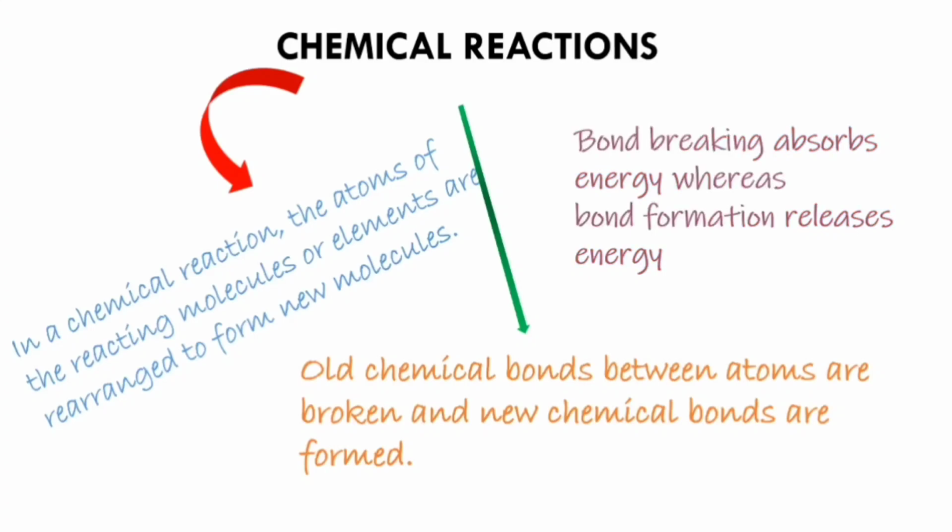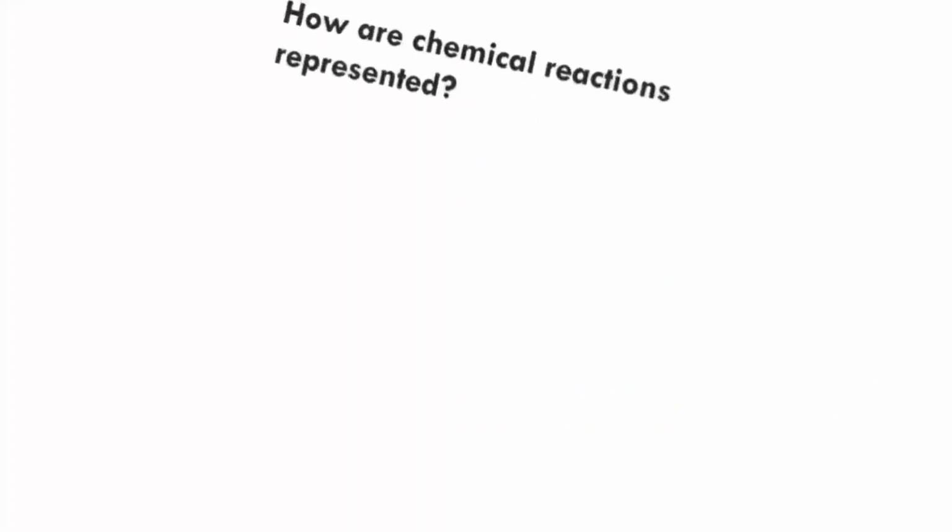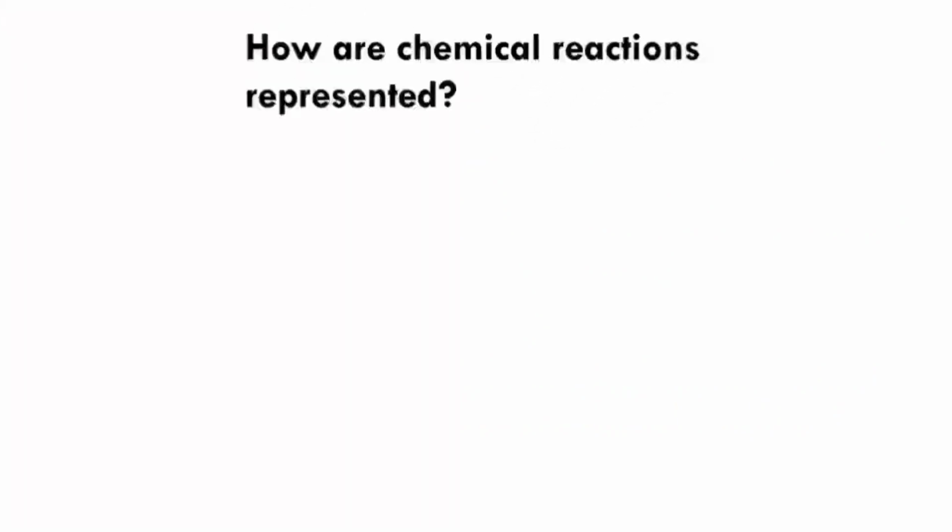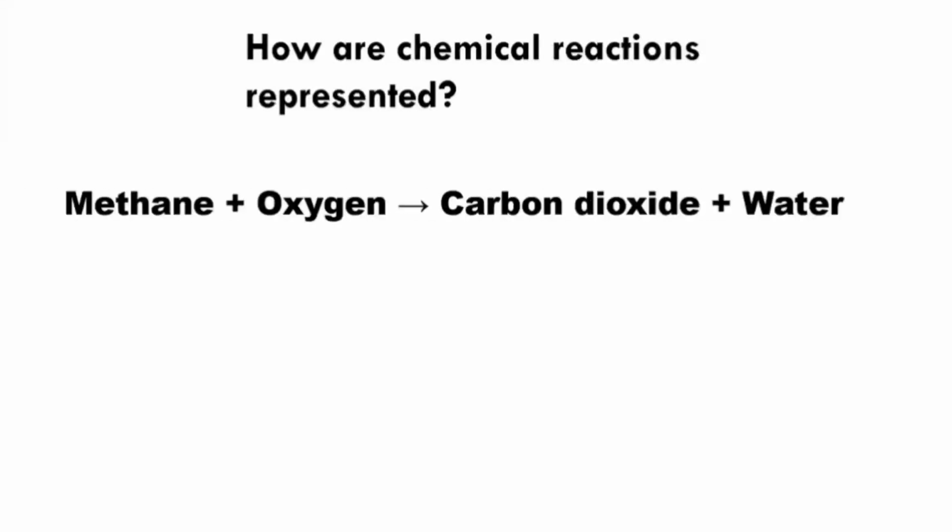How are chemical reactions represented? When methane reacts with oxygen, it forms carbon dioxide and water. How can you represent this reaction? It can be written as a word equation. Methane plus oxygen gives carbon dioxide plus water. But this equation does not give the chemical composition of the reactants and products.